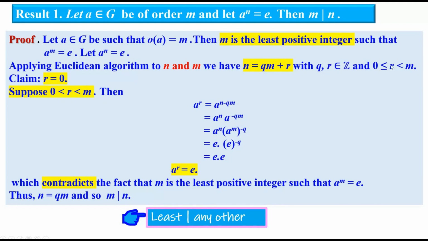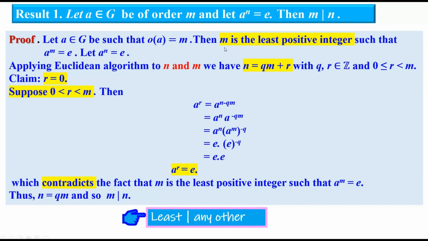We are going to rule out the other condition and state that only this condition is possible. So when we raise this to the power, we have a^r equal to a^(n - qm). a^r, this is taken to the other side, so you have this. So this is a^n into (a^m) raised to minus q. So this is e and this is also e. So you have a^r to be e with r less than m.